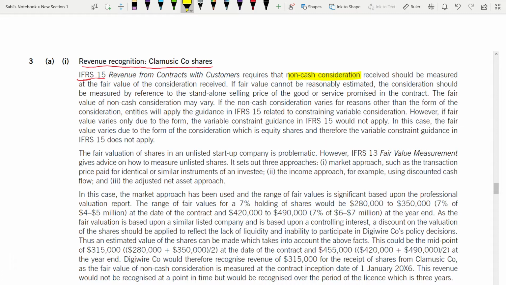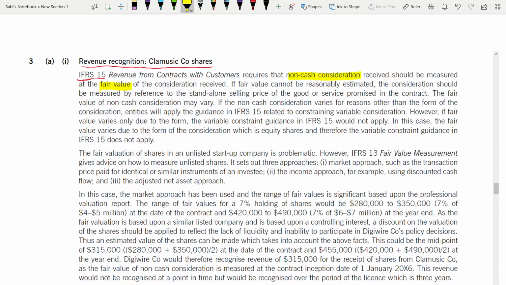Okay. So it requires that non-cash consideration received should be measured at what? How it should be measured, because you have to tell how it had to be measured and recognized. That's what the question asked. Should be measured at, again I will highlight here, fair value of the consideration received. So the word fair value tells you another IFRS. To measure that fair value also there is another IFRS, IFRS 13.